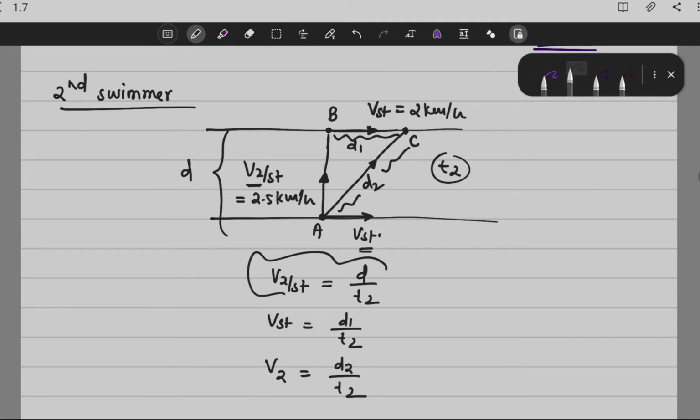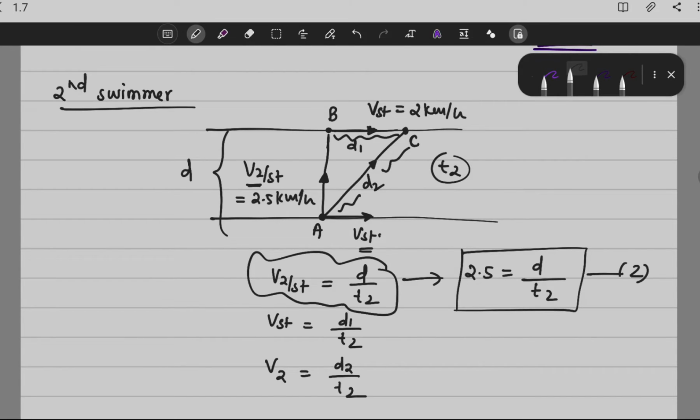Now we have the data related to this, so we can write what is v2 st. 2.5 is equal to d divided by t2 time. Okay, now this is the second equation.